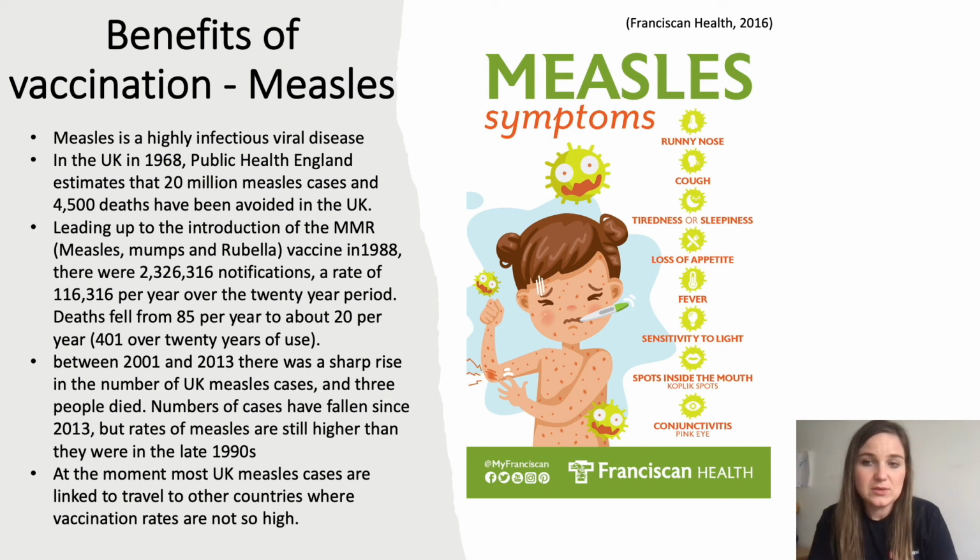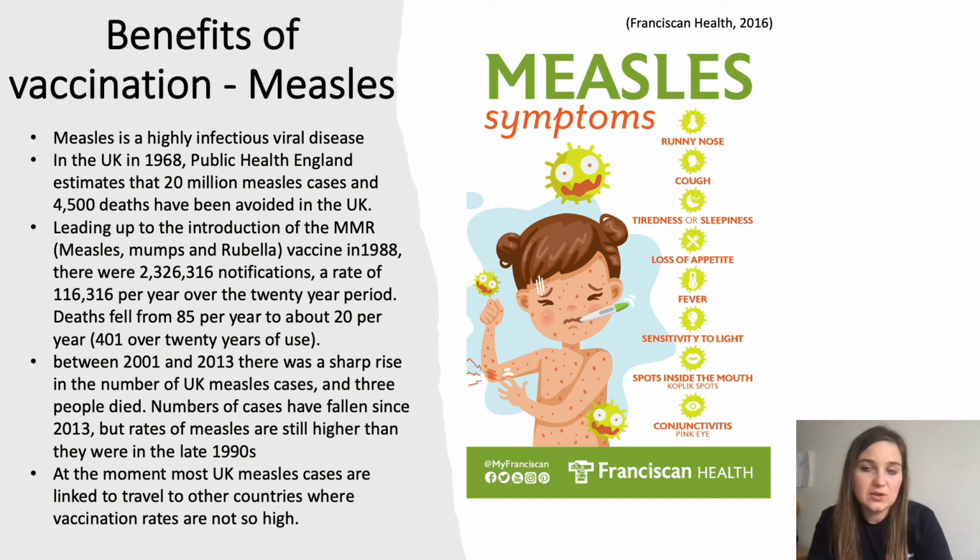Since the single measles vaccine was introduced in the UK in 1968, Public Health England estimates that 20 million measles cases and 4,500 deaths have been avoided in the UK. In the period from 1940 to 1968, before the single measles vaccine was introduced, there were 11 million notifications of the measles infection, at a rate of 300,000 per year over the 29-year period. There were 7,000 deaths in the period, with 5,000 occurring in the 40s, 1,500 in the 50s, and 767 from 1960 to 1968.